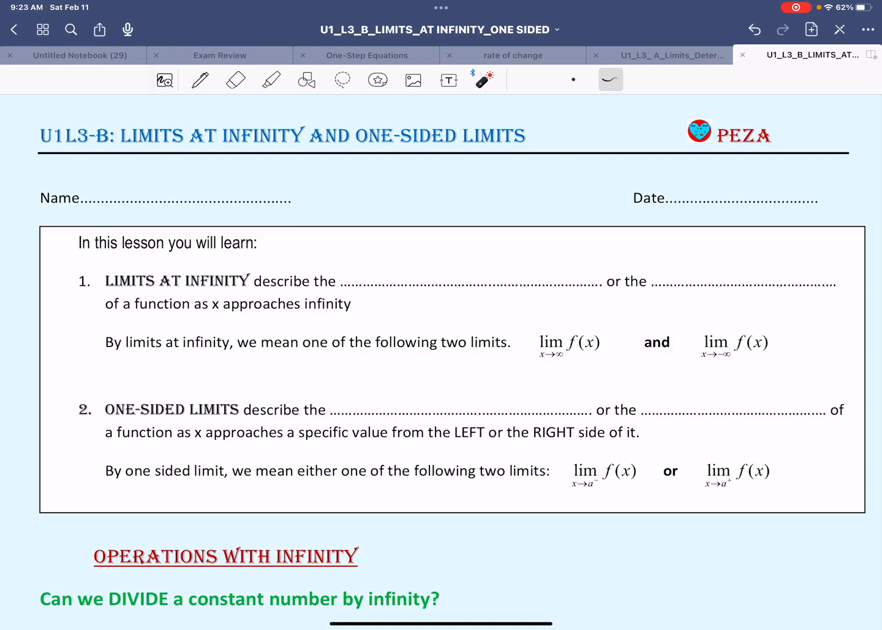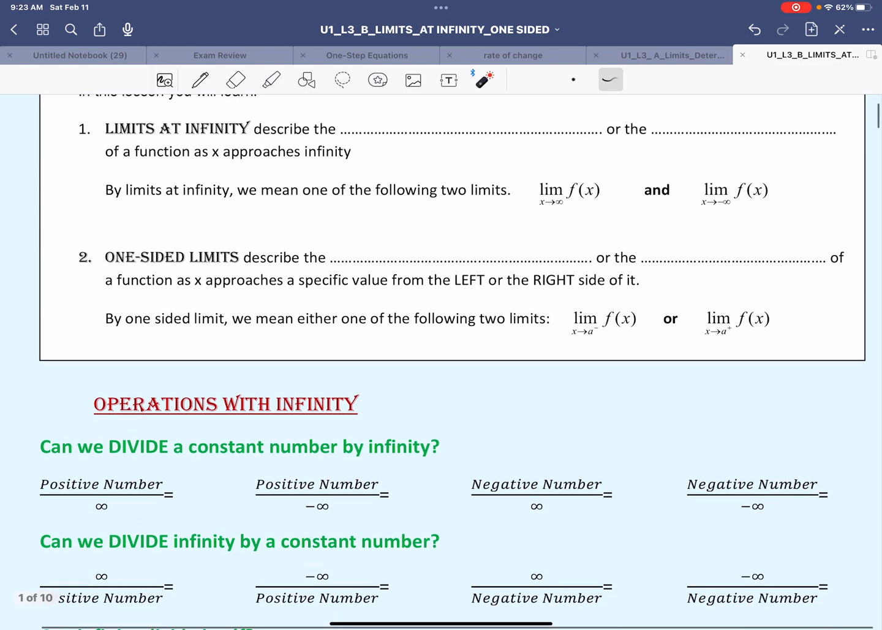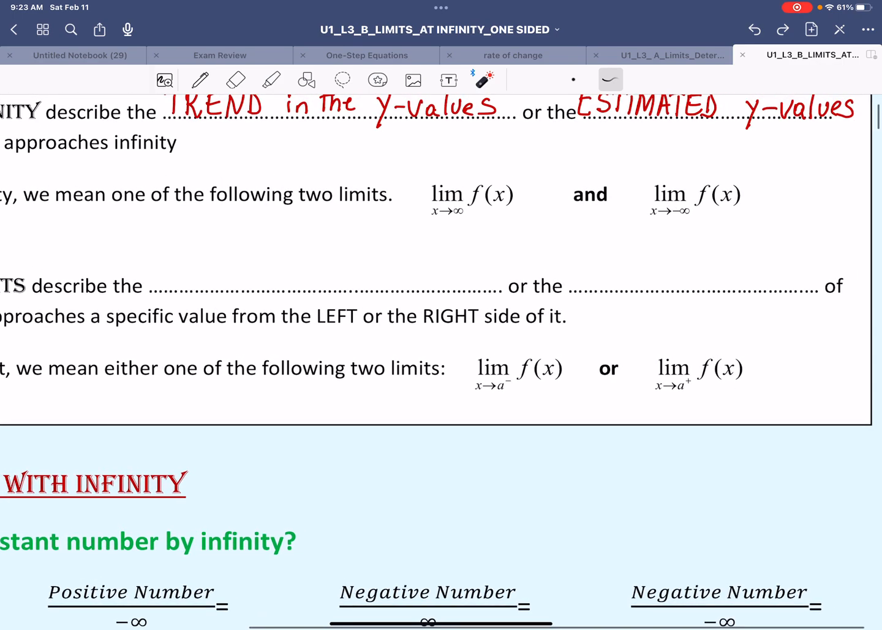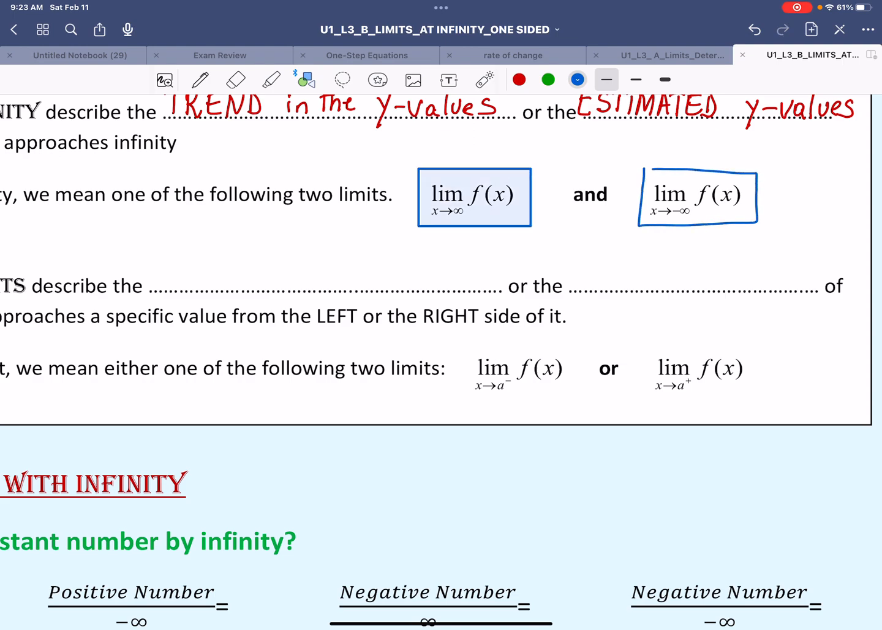In this lesson, we will explore limits at infinity and one-sided limits. Now remember that limits at infinity describe the trend in the y values, or the estimated y values, of a function as x approaches infinity. And by limits at infinity, we mean one of the following limits: either the limit as x approaches positive infinity of f of x, or the limit of f of x as x approaches negative infinity.